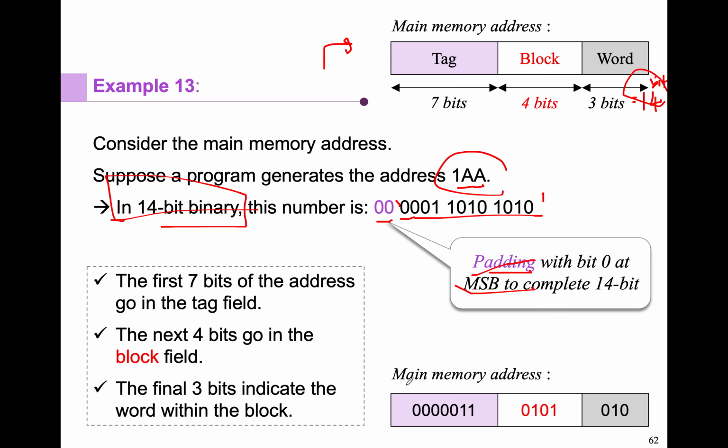So now you can see that you have the main memory address. You will get 0, 0, because your tag will be 7, right? 0, 0, 0, 0, 0, 1, 1, because this occupies 7 bits. And another 4 bits, 0, 1, 0, 1. So this is 4 bits for block, and the rest, 3 bits, is for words.